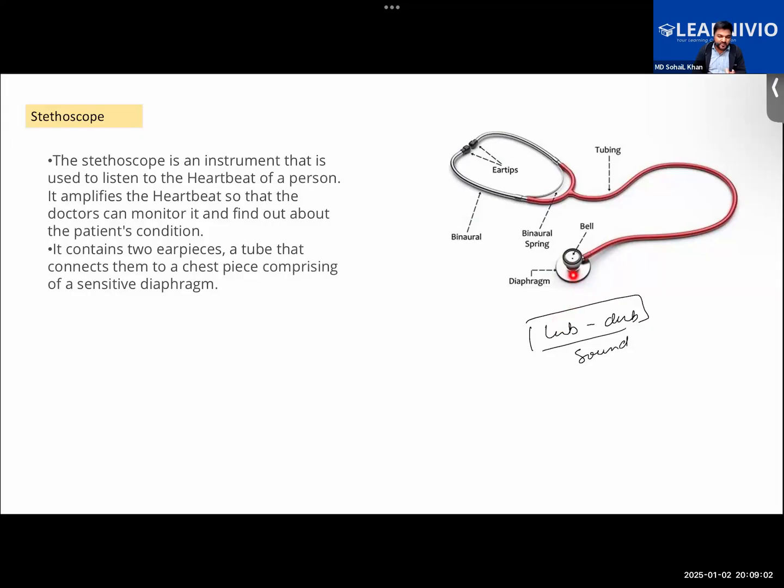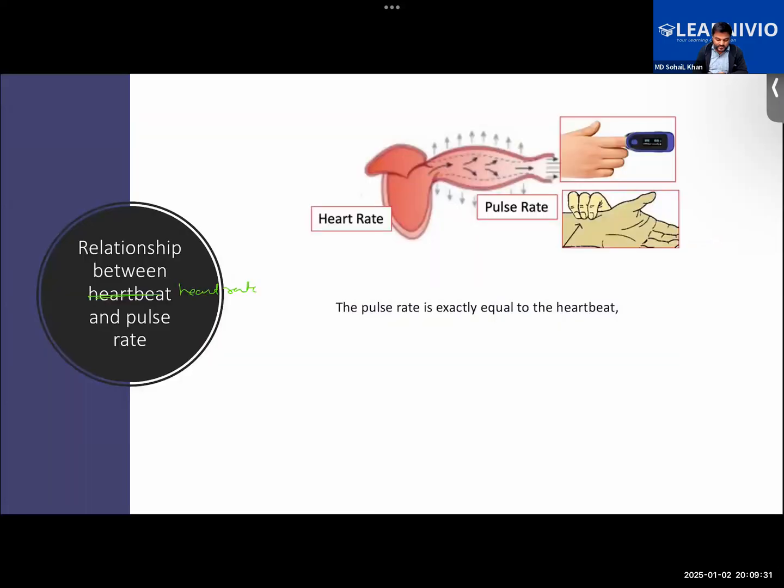If it is normal, they will be able to see whether the heartbeat is normal or abnormal. Getting it? It contains two earpieces, a tube in which the sound travels, and a diaphragm which detects the sound. This diaphragm is very sensitive towards sound. Getting it now? That's the working of the stethoscope, which helps in listening to the heartbeat of a person and also helps in measuring blood pressure. Then there was the question: what is the relation between heart rate and pulse rate? They are basically the same thing. Getting the pulse rate gives you an average idea about the heart rate also.